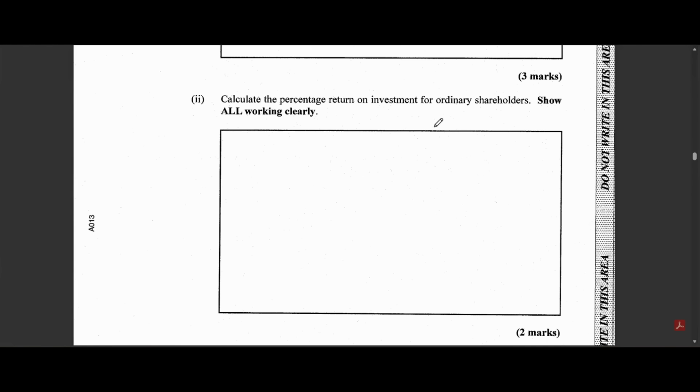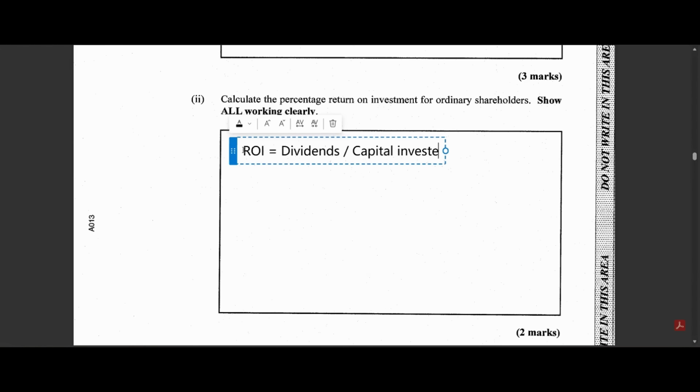Calculate the percentage return on investment for ordinary shareholders. Show all your workings clearly. So they're asking us for the return on investment, guys. Now, the return on investment is simply calculated as the dividends divided by capital invested, and to convert this to a percentage, we multiply by 100. So let's check it out.